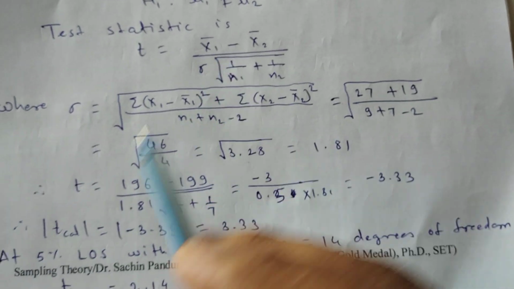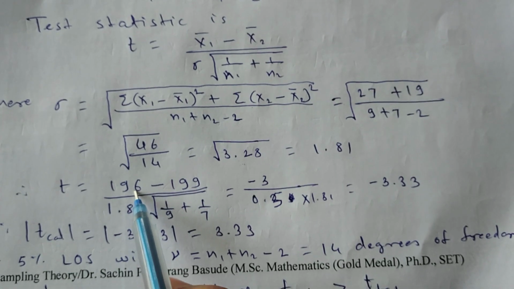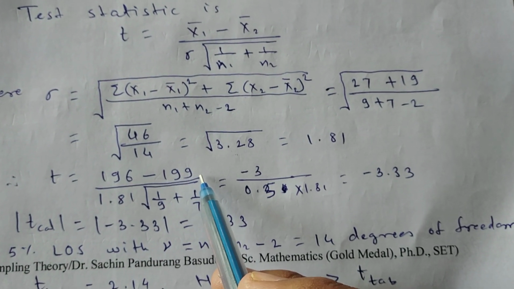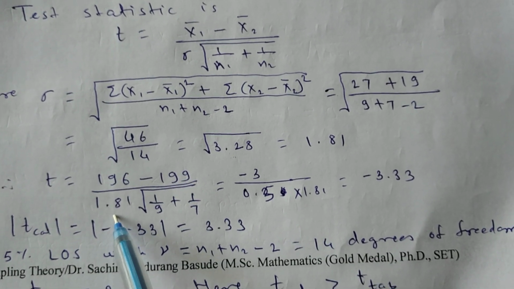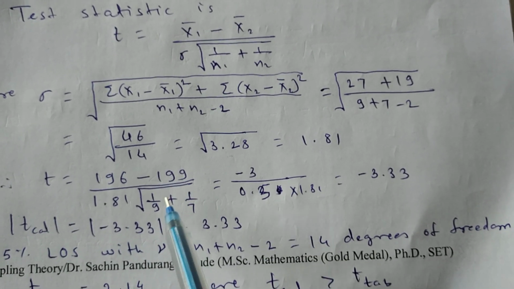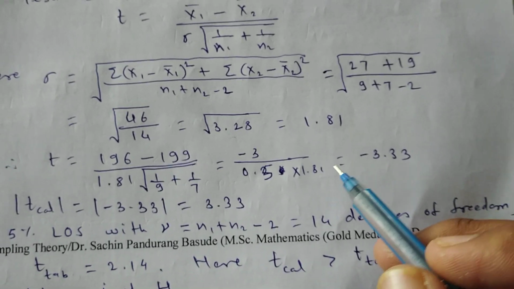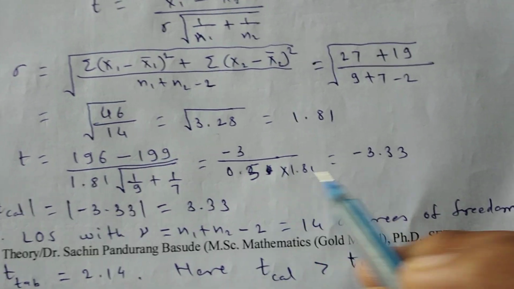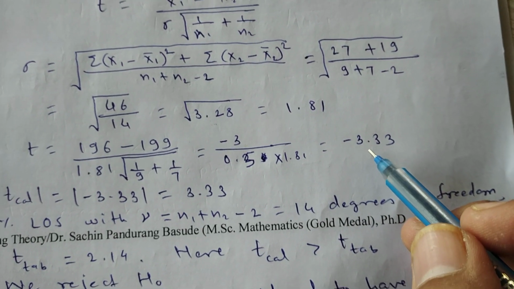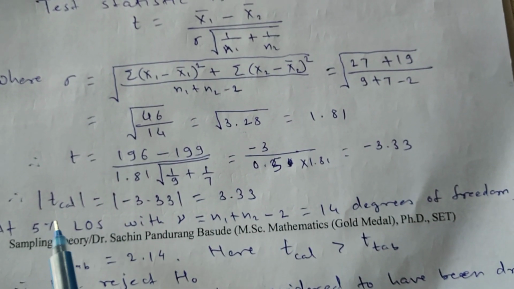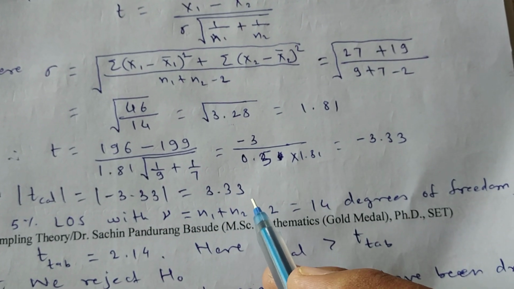So you know sigma. Therefore t equal to x1 bar 196 minus x2 bar 199 divided by sigma is 1.81 into under root of 1 by 9 plus 1 by 7, which is minus 3.33. So the absolute value of t calculated is 3.33.